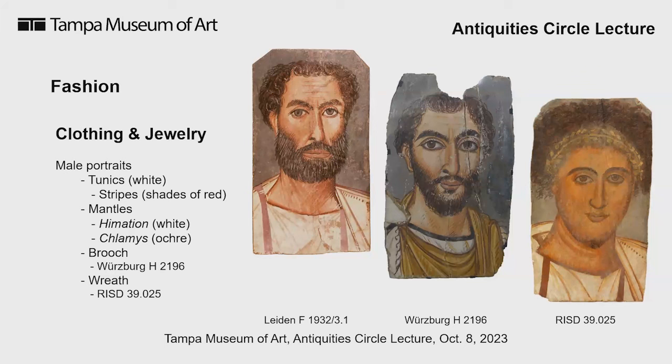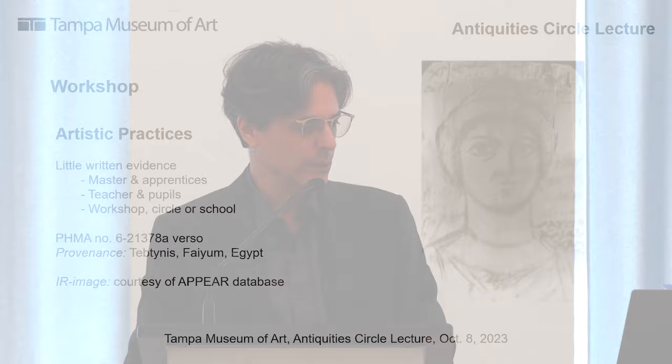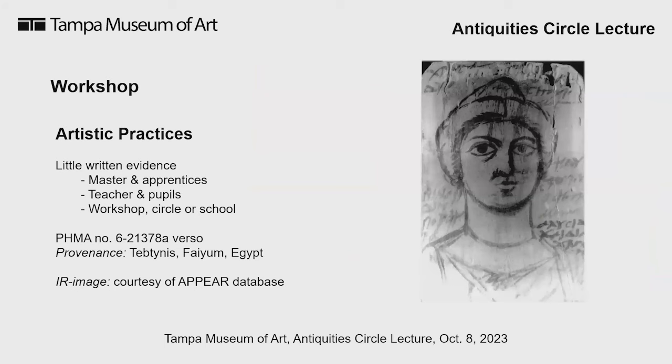So when we think about artistic practices, unfortunately, we know very little about it. But there's this beautiful example that is also found in the Faiyum in Teptunis, that's on the other side, in the northwestern part of the oasis, that has some written text around a sketch on the back of the painting. And maybe that gives us some clue, because either that is something that the artist is writing to himself or herself, or that is a hint to a pupil.